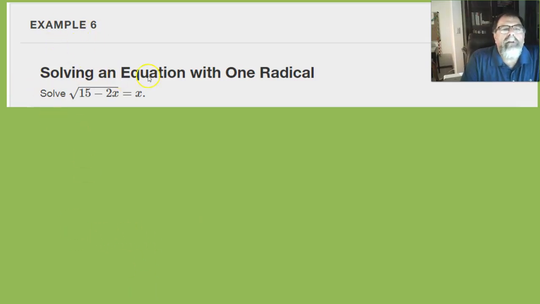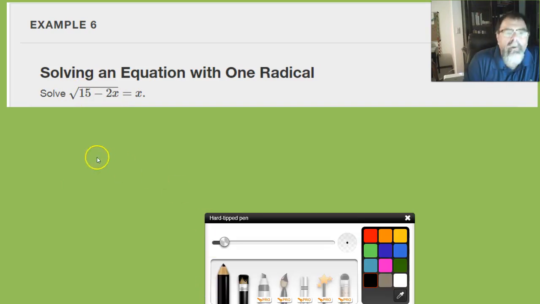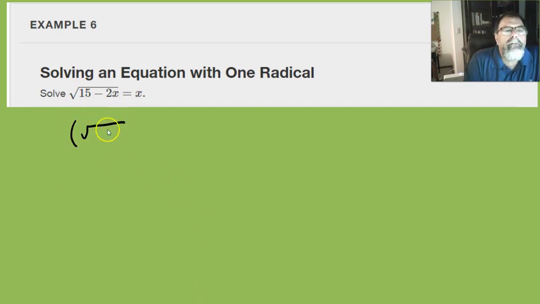All right, example 6, solve an equation with one radical. Again, our first step, we want to get one radical term all by itself on one side and everything else on the other. That's done for us. Step 2, we're going to raise both sides to the power of whatever the root is. It's a square root, so we're going to square both sides. So 15 minus 2x squared, x squared. The square and square root cancel each other. You just get the 15 minus 2x.